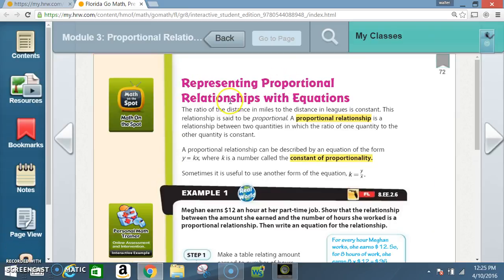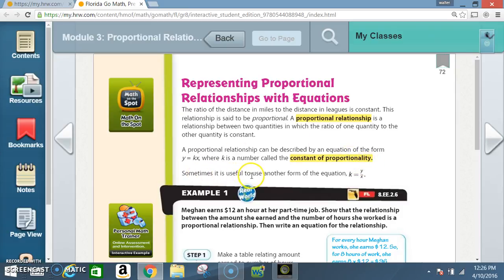Representing proportional relationships with equations. The ratio of the distance in miles to the distance in leagues is constant. This relationship is said to be proportional. A proportional relationship is a relationship between two quantities in which the ratio of one quantity to the other quantity is constant. A proportional relationship can be described by an equation of the form y = kx, where k is a number called the constant of proportionality.